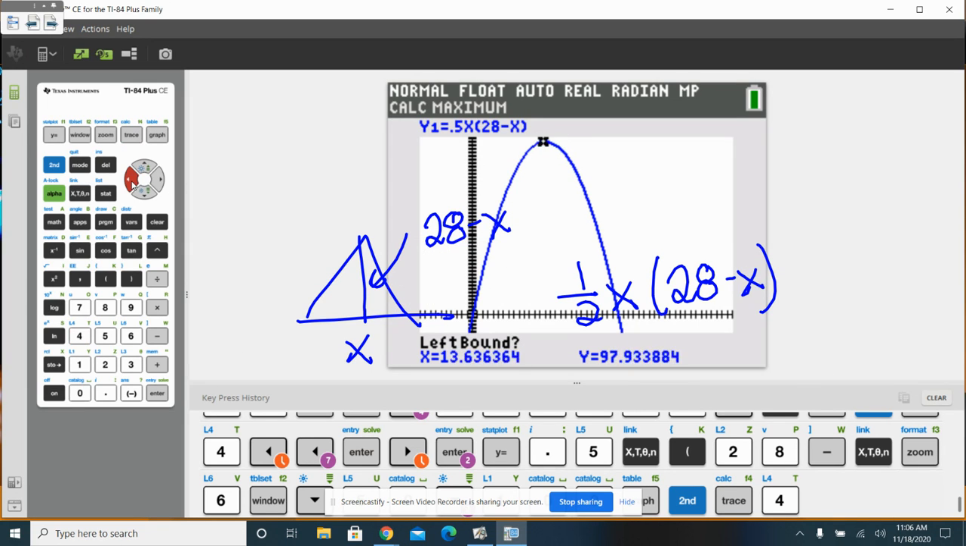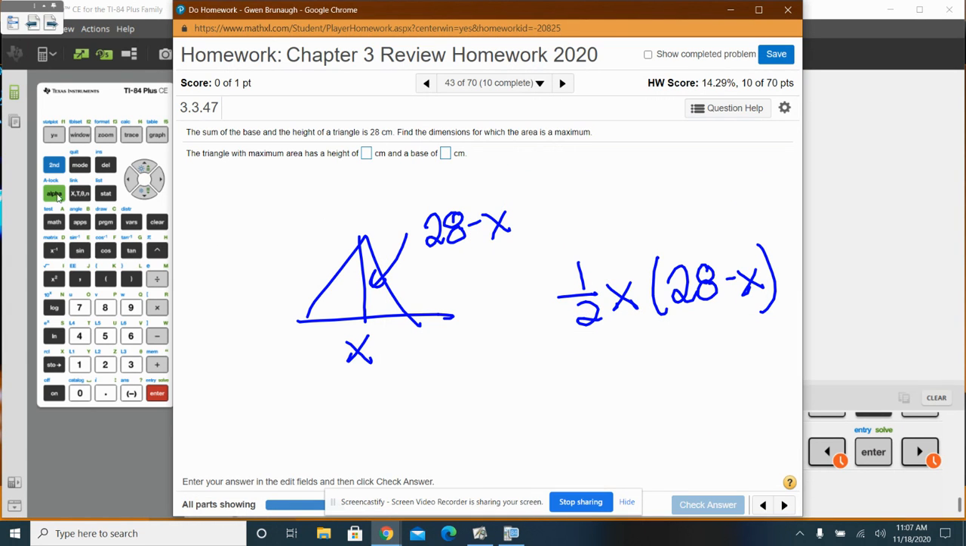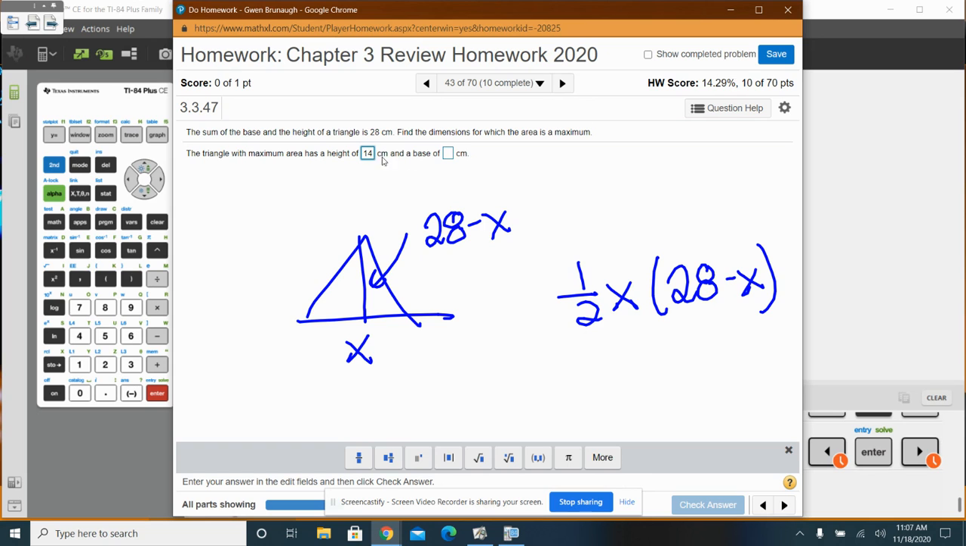Move my cursor so it's on the left. Enter. On the right. Enter, enter. So it's 14, 98. So let's look what we got here. 14 is the height, and then 28 minus 14 is the base. Basically, the answer is half every time, but you will need to show me a little bit of work.